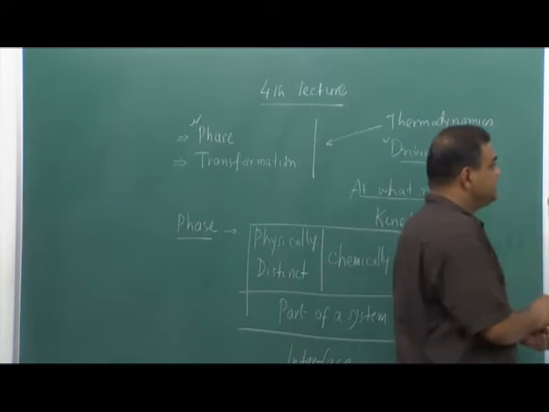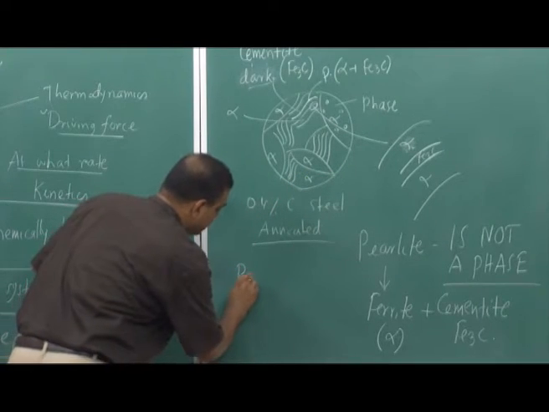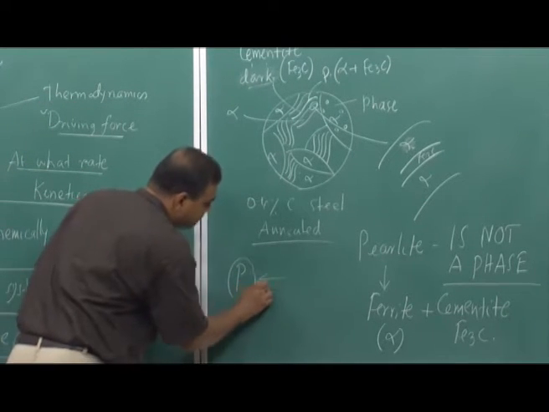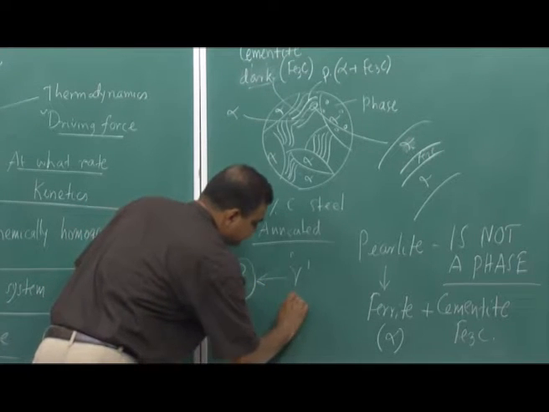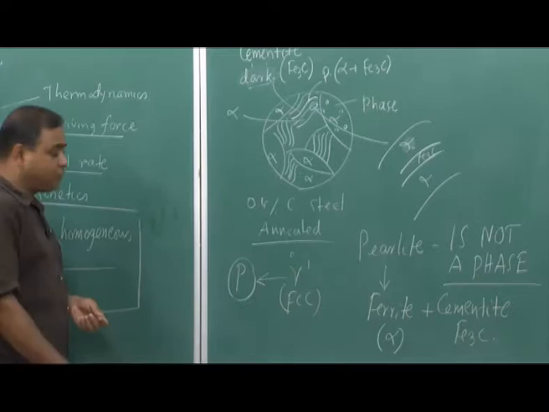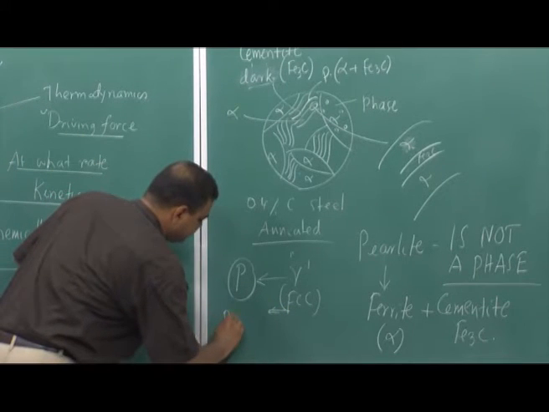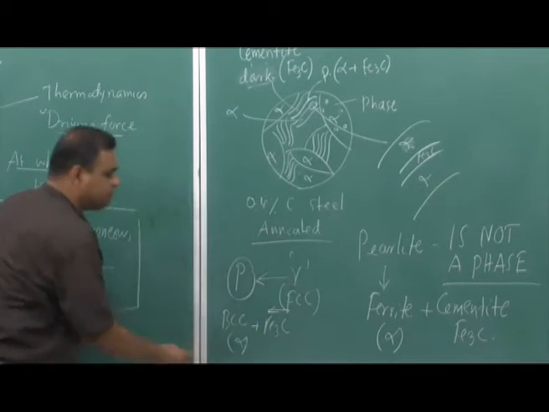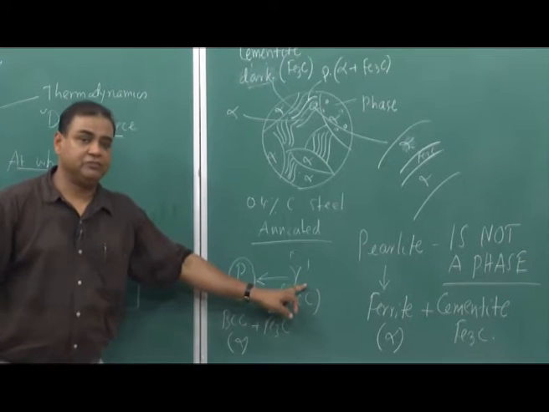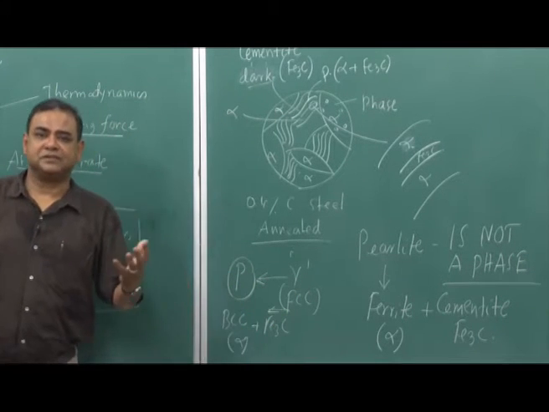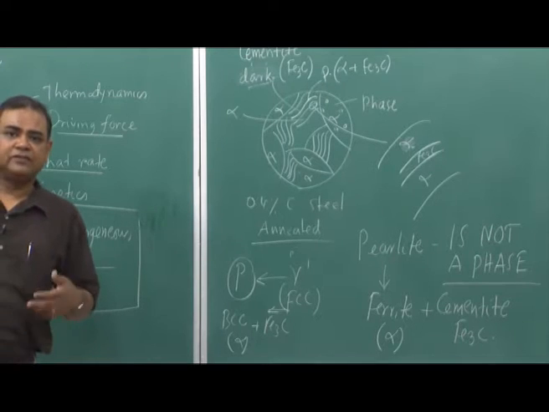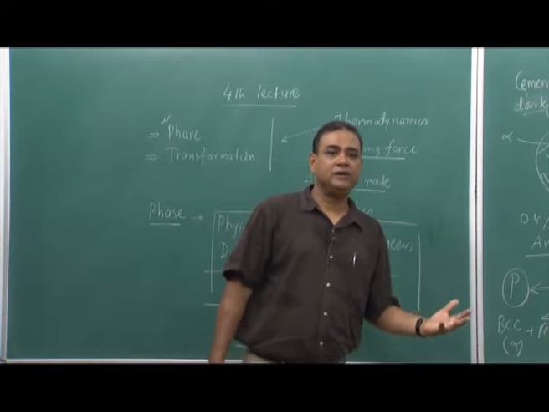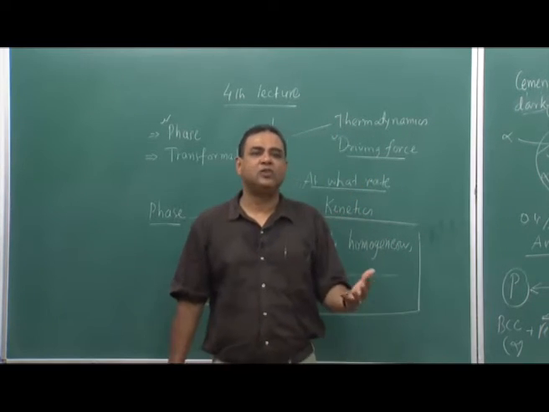For example, the perlite transformation happens, perlite which is alpha plus Fe3C, and that transformation happens from gamma, which is FCC iron. So, from there one BCC phase, alpha, and one Fe3C phase appear. So, both the phases are solid, and the parent is also a solid phase. So, that means it is a solid state transformation. We can have a solid state transformation where the transforming product is a solid, and what it transforms from is also a solid.